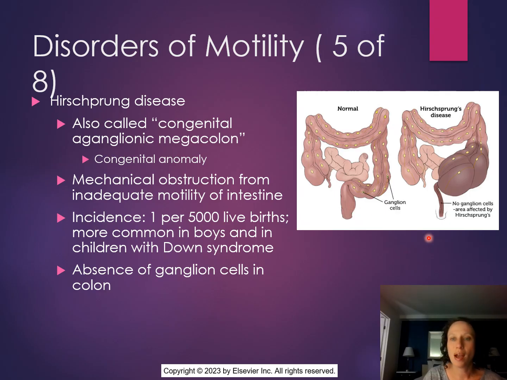You can see it. You have these no ganglion cells areas affected by Hirschsprung's. And they can get this congenital megacolon, which is basically a very dilated, expanded, gigantic colon. It's pretty common in children with Down syndrome. Actually GI issues in general are common with children with Down syndrome, but specifically Hirschsprung's is one of the ones that's more common. And so what do you think you would see with this?